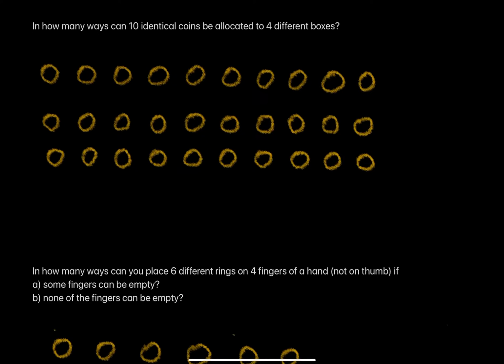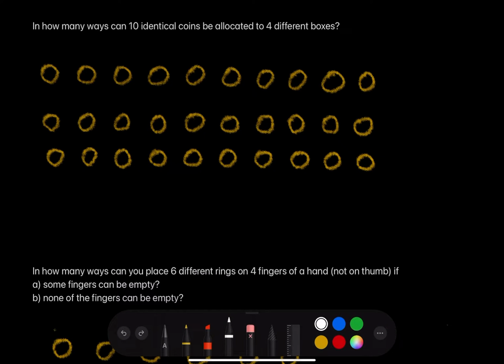Okay, let's have a look at these questions. How many ways can 10 identical coins be allocated to 4 different boxes? So I drew 10 coins here. For 4 boxes, I need 3 separators to make 4 boxes. So I'm going to draw some separators.